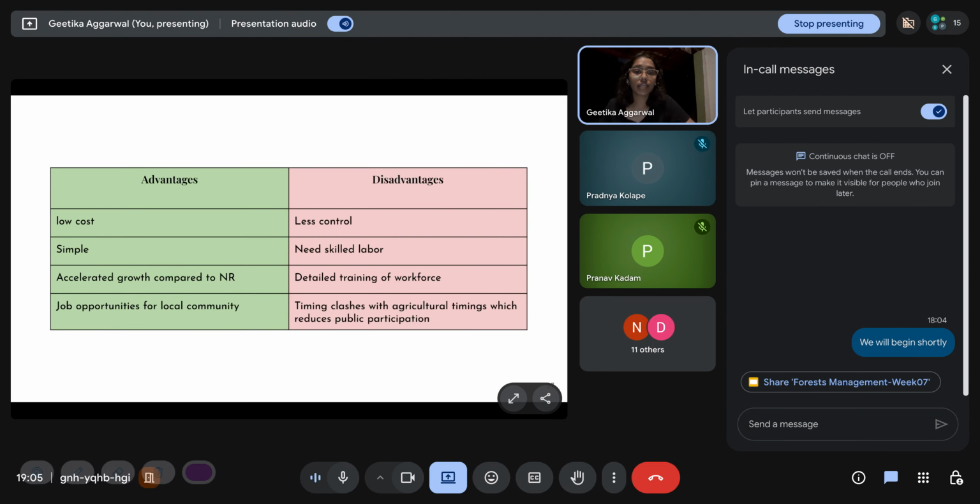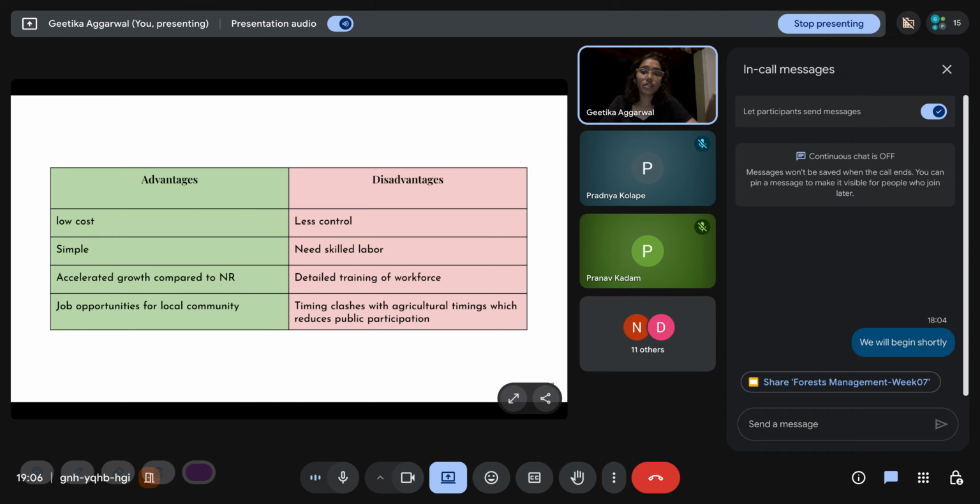Advantages is, again, it is a low cost method because you're still not using a lot of machinery and a lot of manual labor. Only some people maybe which are helping with the weeding and all of these processes. It's simple. The growth will be a little accelerated compared to natural regeneration in which you just leave the land on its own, and it creates job opportunities for the local community. For example, there are villagers living around, or there are some tribes living near the area. It will help provide them with certain job opportunities.